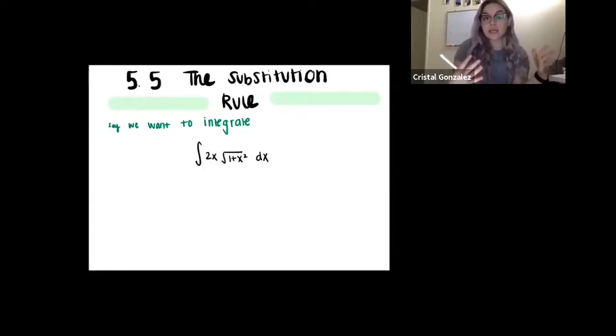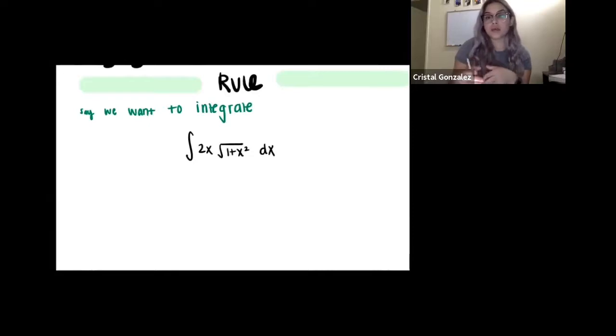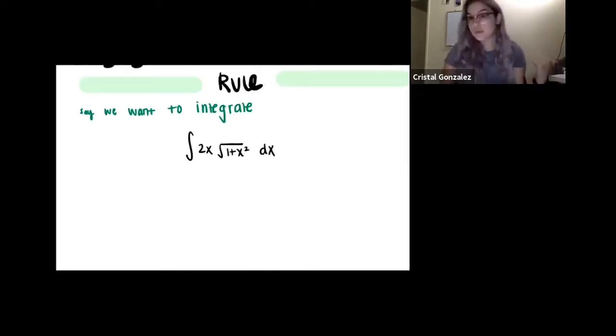So let's say we want to integrate this function here, which is the integral of 2x times the square root of 1 plus x squared dx. Okay, so far we've learned some simple integration rules. We've learned how to do them using Riemann sums, which is the way they were originally shown to do. And then we learned about antiderivatives, and we did it this way to find the area under the curve.